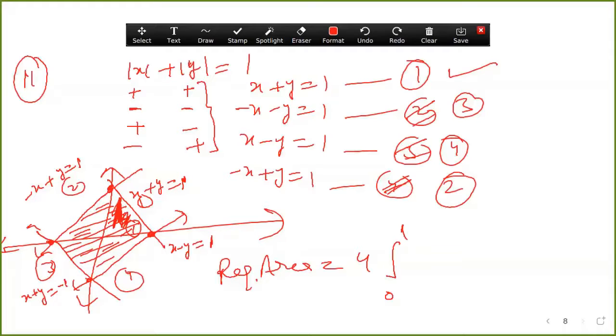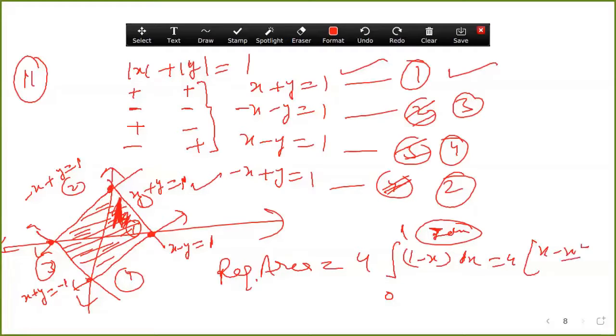And 4 times, y is equal to 1 minus x. From here I can calculate the integral of 1 minus x dx, because here it is y dx, and put the value of y from the first equation. From the first equation, y is 1 minus x. Now simplify it. 4 times x minus x square by 2, limit from 0 to 1. Apply the limit, you will get 2 square unit as the answer. This is question number 11.